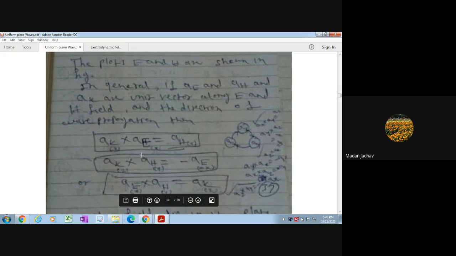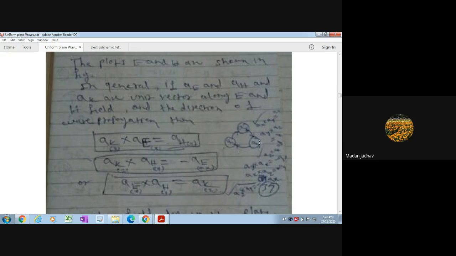Suppose now, in general, if you want to identify the direction of the fields, that is the electric field, magnetic field, and pointing vector, then we also have to use this diagram.